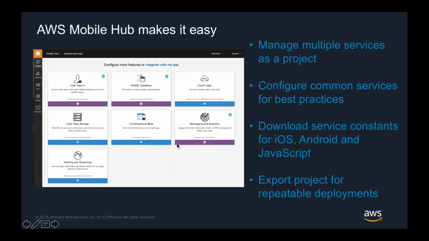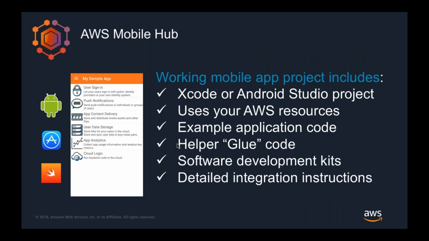So I'll go back to the path here, but hopefully that just highlights to you that Mobile Hub does really make it simple to get going. It allows you to manage, as I mentioned, a number of different AWS services as a single logical project and know that they're being configured using various best practices, and really to use that as a starting point for your repeatable application deployments.